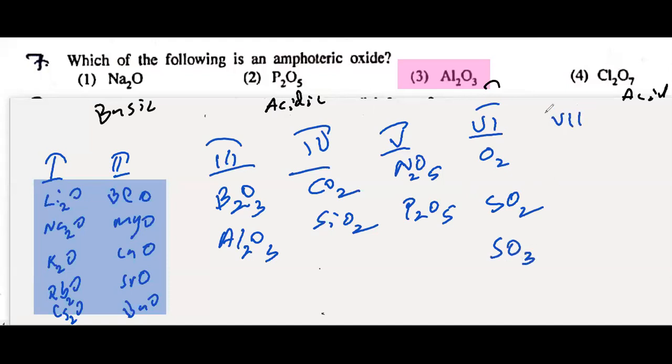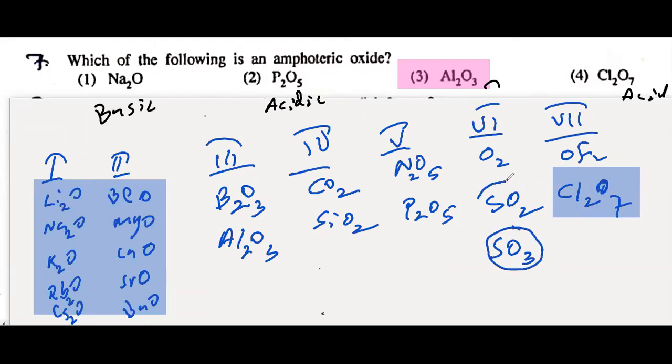And group 7: fluorine, chlorine. Fluorine cannot form F2O7. Then Cl2O7 is the strongest acidic one out of all these. Why? When the oxygen content increases, acidity increases. So SO3 is more acidic than SO2. Please write it: when the oxygen content increases, the acidity increases.